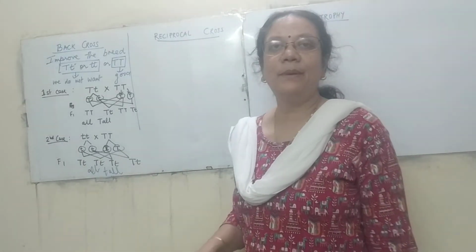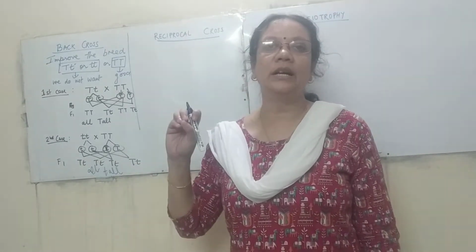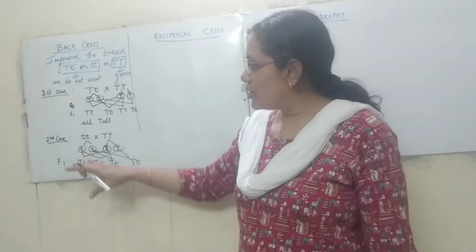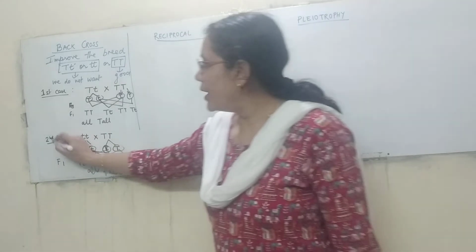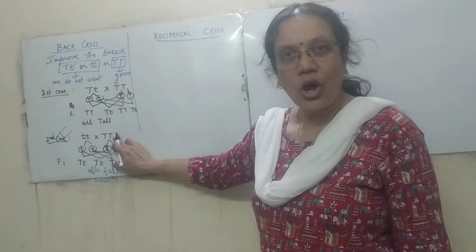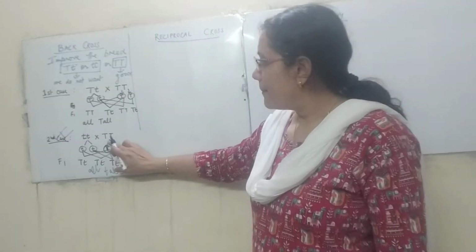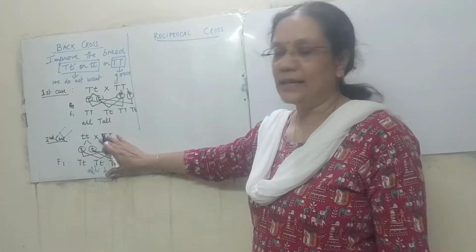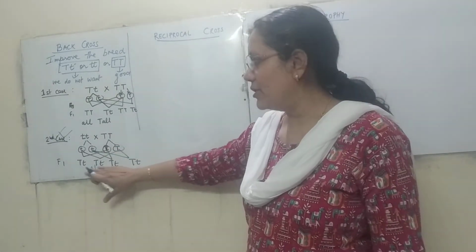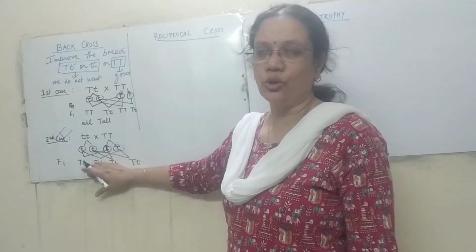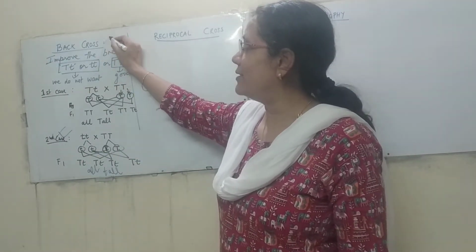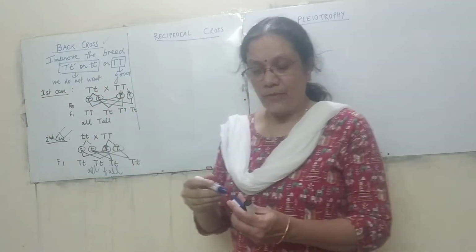So we have to remember, in order to remove a recessive gene which is in a homozygous condition, we have to cross it with the tall homozygous or a dominant character, so that in the F1 generation the recessive gene will not show. This is the main reason why we do back cross.